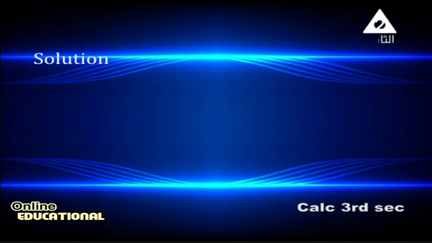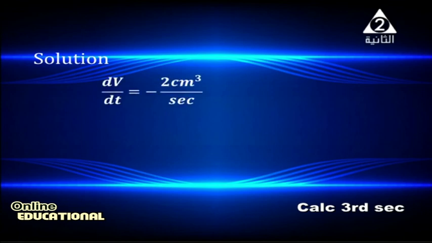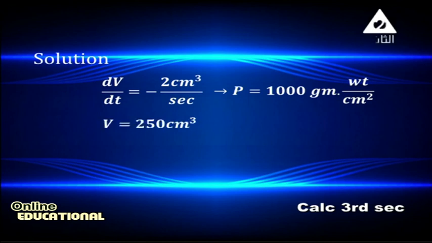We have dV/dt, the rate of change of the volume, equals -2 centimeter cubed per second. Negative because the volume decreases at a constant rate of 2 centimeter cubed per second. And P equals 1000 gram weight per centimeter squared when the volume equals 250 centimeter cubed. What is the rate of change of the pressure with respect to time?